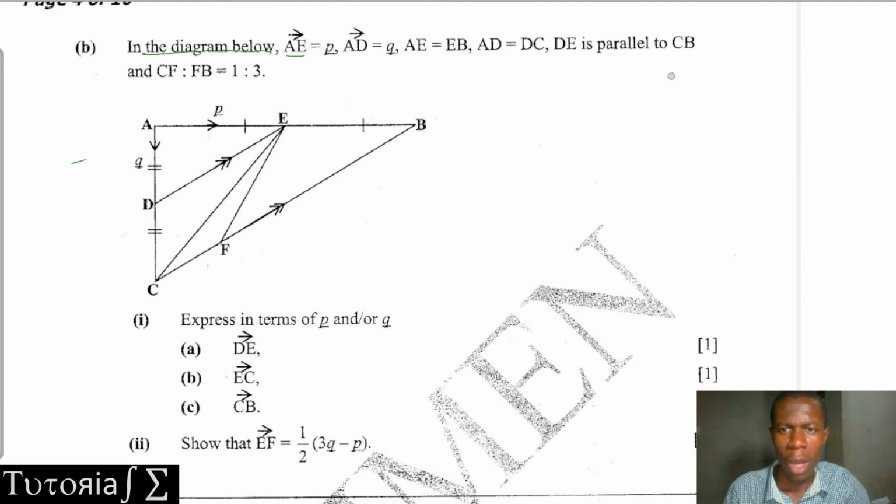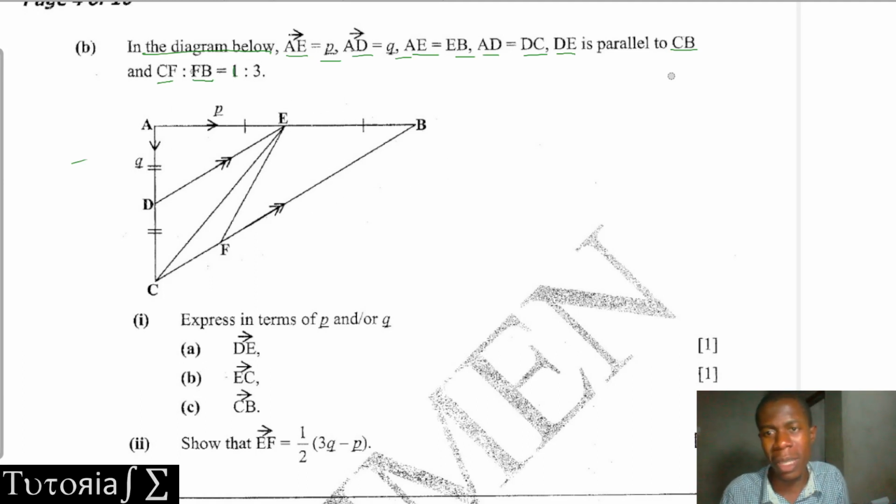In the diagram below, AF is equal to P, AD is equal to that, AQ is equal to that, DE is parallel to this. So if they are parallel, then they have to have the same gradient. And the ratio CF to FB is 1 to 3.